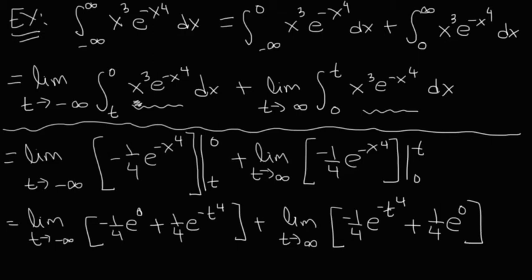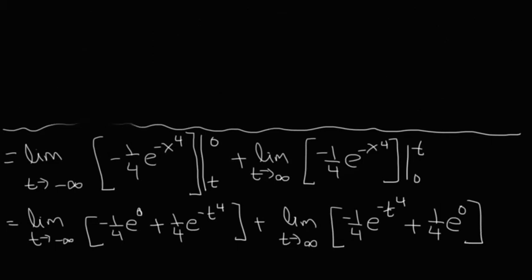And we will carry on from there. Okay, so then if I look at the first limit, if I put in minus infinity into there, I'm going to get negative a quarter. Now it's e to the 0. E to the 0 is 1, so I don't need to rewrite it. And then plus a quarter e to the negative infinity to the 4. So I'm going to write it out like this for anybody who wants to see all the steps.